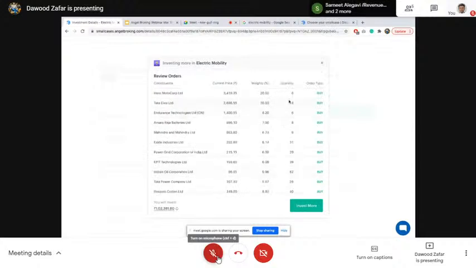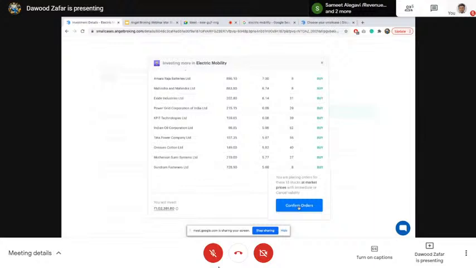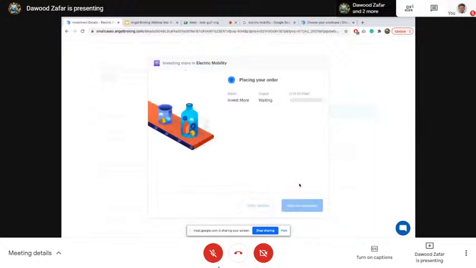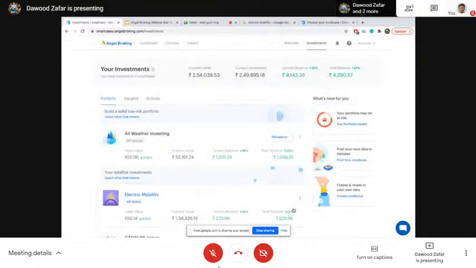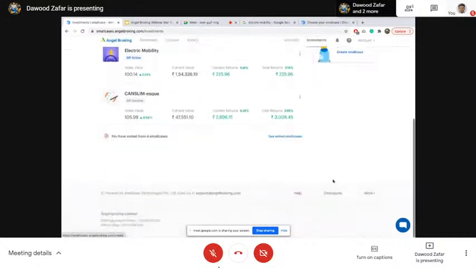I can review the order, the quantity, the price, the weightage and all, and click on invest more. In one click, again, it's executing 13 stock orders. The order type is invest more. So done, that's how it works. Let's go to see investments. This is how it works.